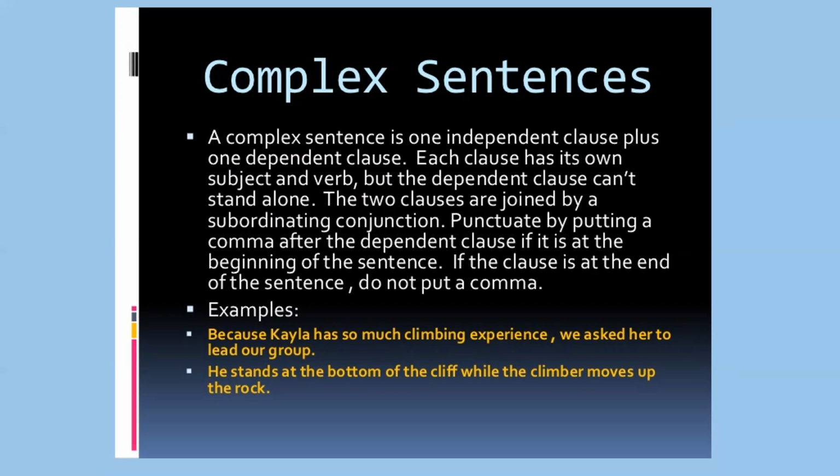When the two clauses are joined by subordinating conjunctions, punctuate by putting a comma after the dependent clause if it is at the beginning of the sentence. So, if the dependent clause is at the beginning, then once it ends, we put the comma. If the clause is at the end of the sentence, do not put a comma. Like, if it is at the end, we are not putting the comma. Just like, two different examples are there with two different cases.